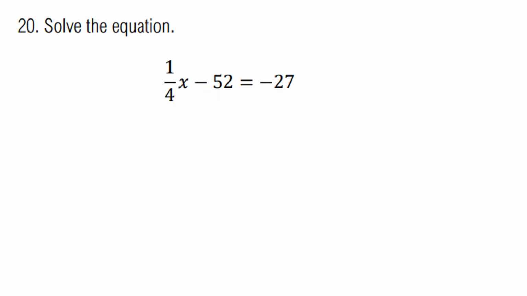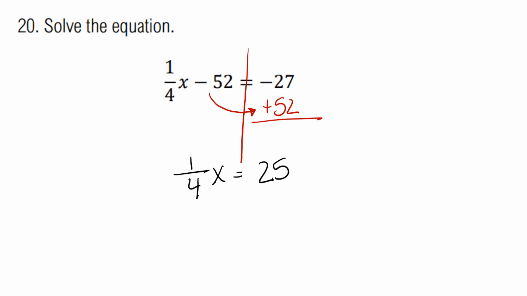For number 20, we have the equation 1/4 x minus 52 equals negative 27. To start combining our like terms, 52 and 27 are on opposite sides of the equal sign, so we do the opposite operation. We move the 52 away from the variable x, changing the minus 52 into the opposite plus 52. Negative 27 plus 52 gives us an answer of positive 25. The 1/4 x stays the same as it was not part of our like terms yet.